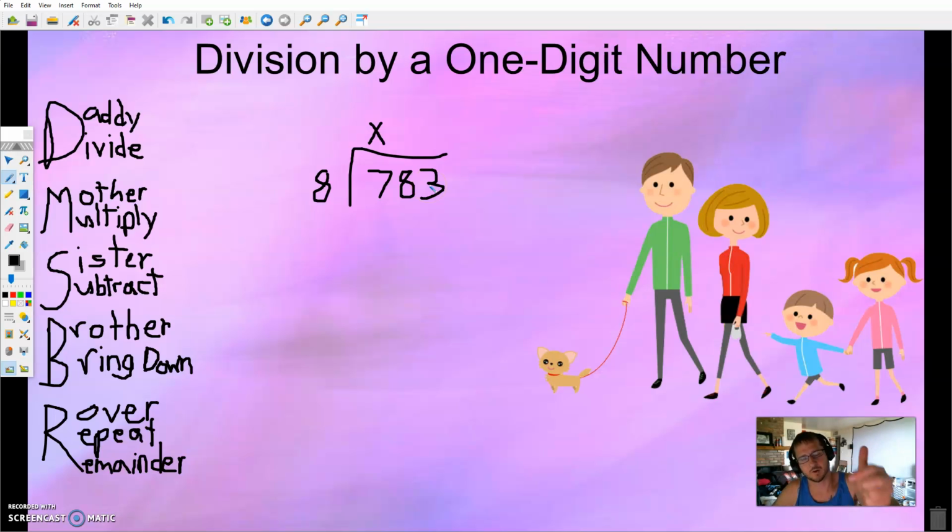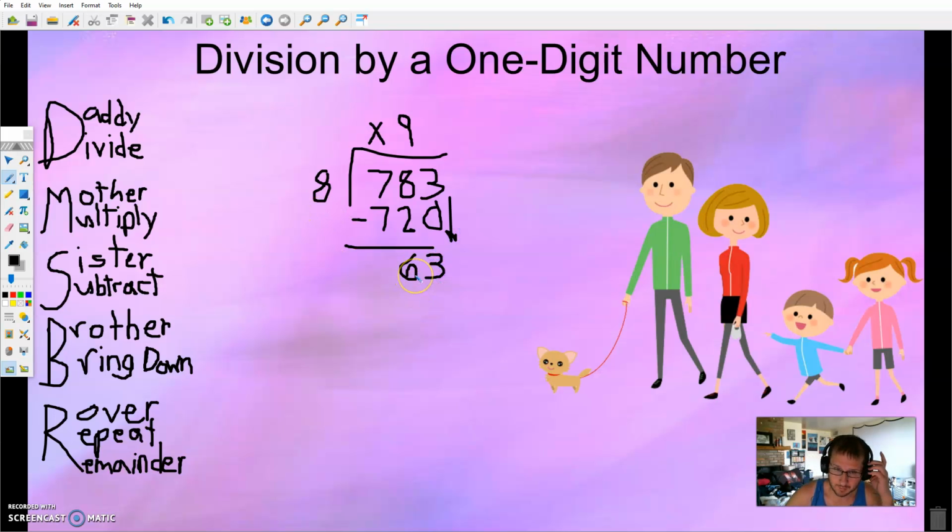8, 16, 24, 32, 40, 48, 56, 64, 72, 80. 80 too much, so it was 9 times. Which would be 72. We're going to subtract that out. 78 subtract 72 is 6. So daddy divide was 9. Mother multiply was 72. Sister subtract is 6. And because this is technically 720, we can brother bring down the 3.